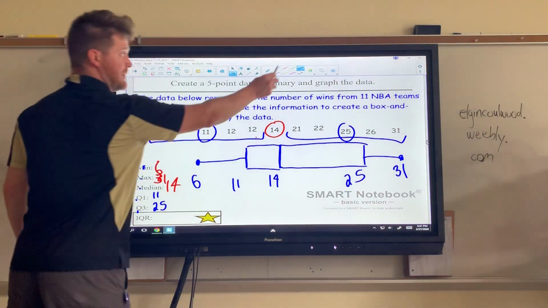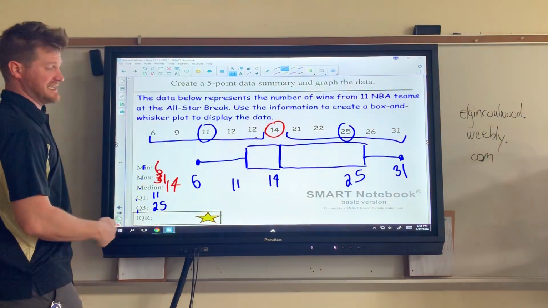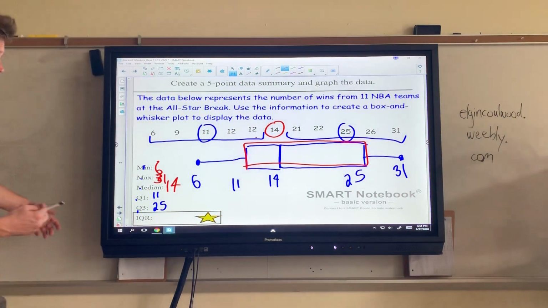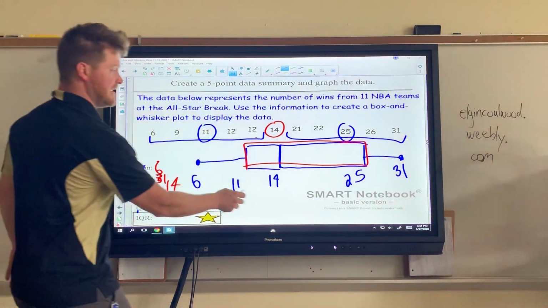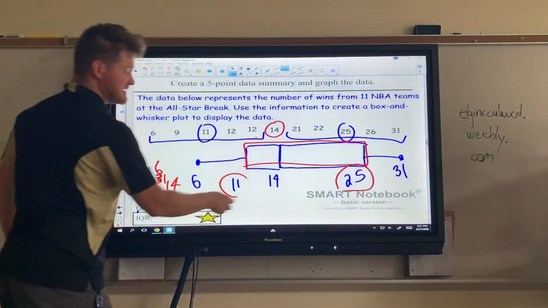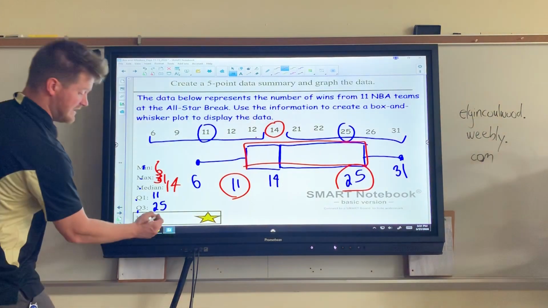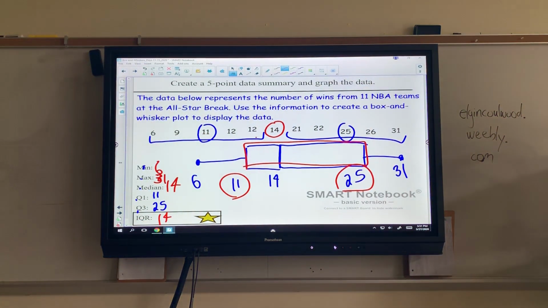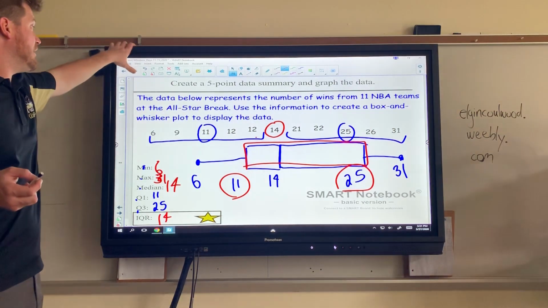IQR, again, remember it's Q3 minus Q1, basically saying how long this box is, or how far Q1 is from Q3. Q3 minus Q1, 25 minus 11 is 14, so the IQR is 14 units. If you're able to create that box and whisker plot on your own, you should be good to go.